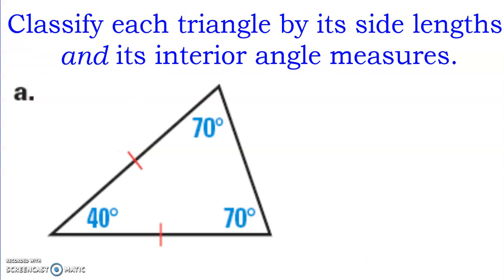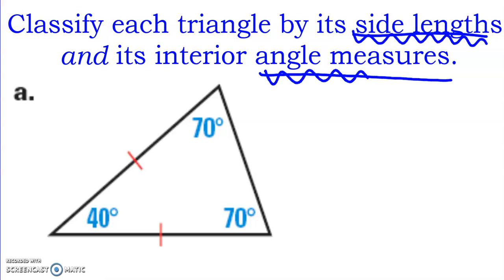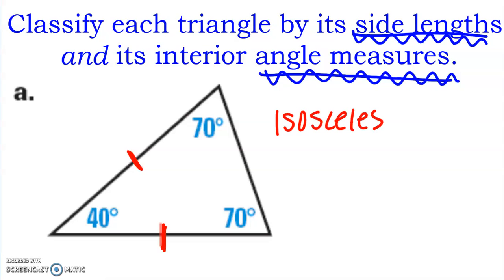So, for example, classify each triangle by its side lengths and its interior angle measure. So we're going to classify using side lengths and angle measures. So here our side lengths, we have 2 side lengths that are congruent, which means that it is an isosceles triangle. And all of our inside angle measures are less than 90, and therefore it is an acute triangle based on its angle measures.